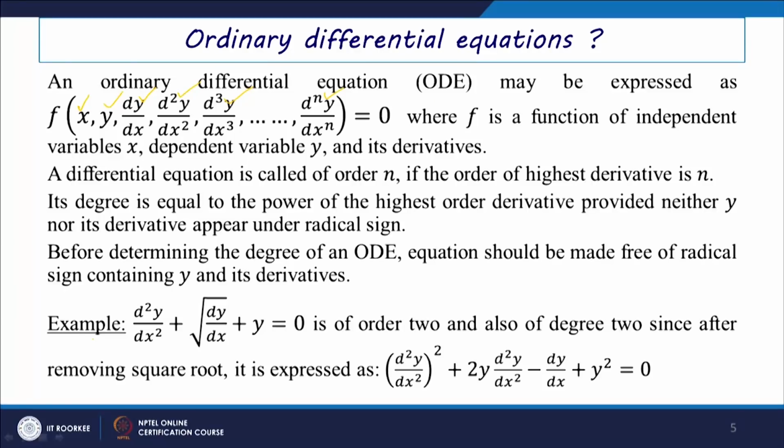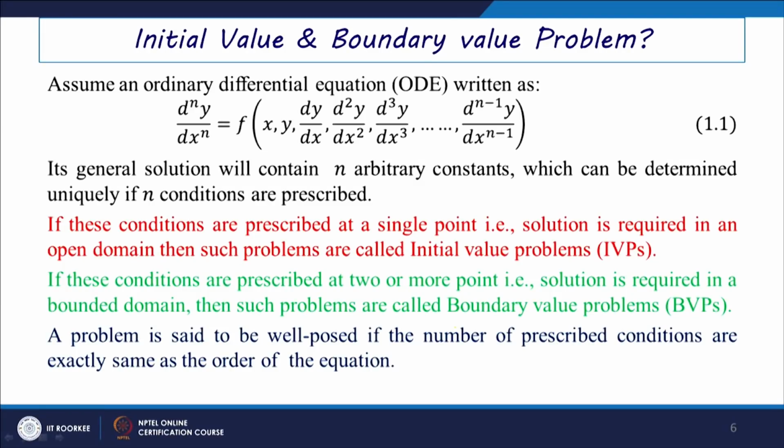Consider this ordinary differential equation in the form of an nth order differential equation, d to the power n y by dx to the power n equals f of x, y, dy by dx, d square y by dx square, d cube y by dx cube, up to d to the power n minus 1 y by dx to the power n minus 1. Its general solution will contain n arbitrary constants, which can be determined uniquely if n conditions are provided.